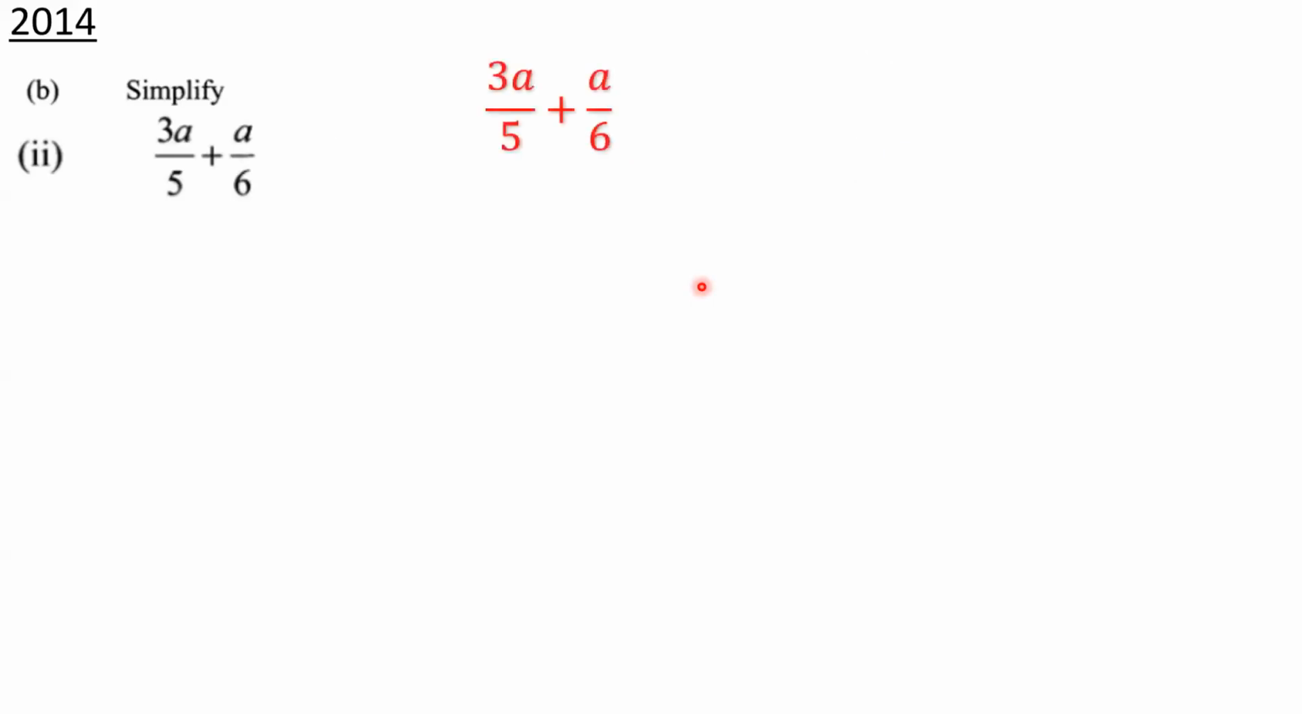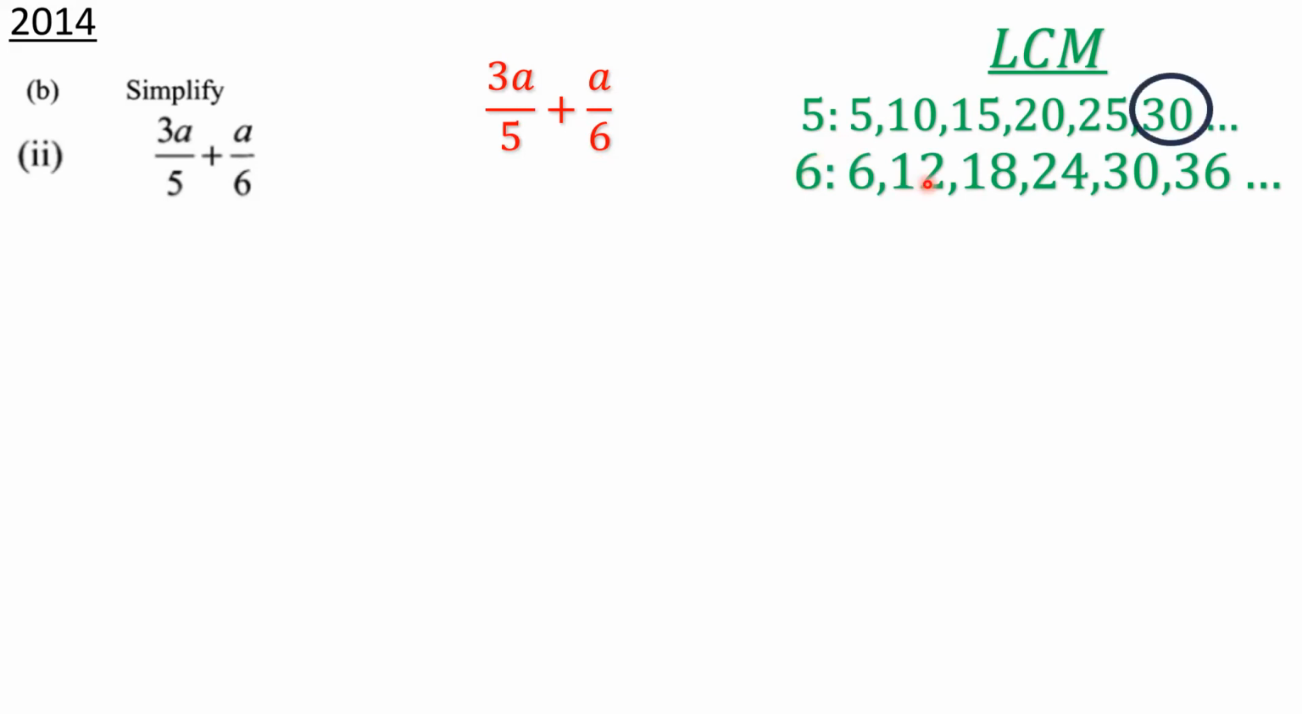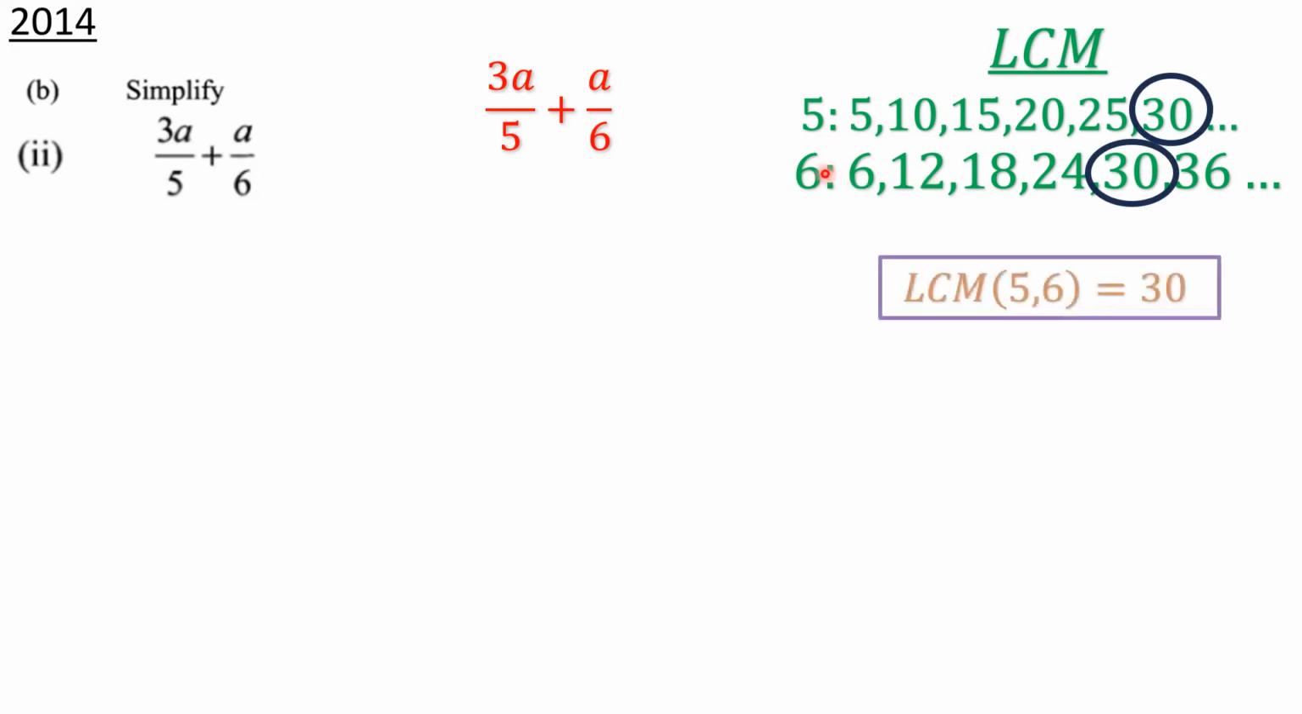Now we have 3a all over 5 plus a over 6. The first thing we're going to do is find the lowest common multiple of these two denominators. So 5 and 6, we list the multiples of 5, we list the multiples of 6, and the lowest common multiple is definitely 30, right? The lowest common multiple between 5 and 6 is definitely 30. And so we're going to ask ourselves, what times 5 gives us 30, and what times 6 gives us 30?